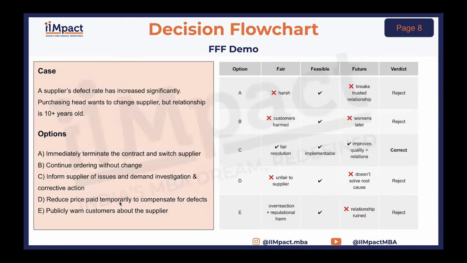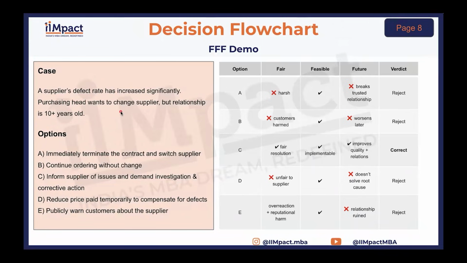So if we look at an example, let's go through this case. A supplier's defect rate has increased significantly. Purchasing head wants to change supplier, but the relationship is 10 plus years old. So who are the stakeholders here? Supplier, purchasing head, and the implicit stakeholder is what? The customers who will get the final product itself.